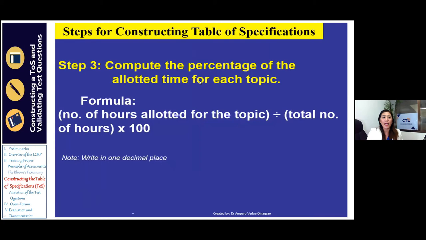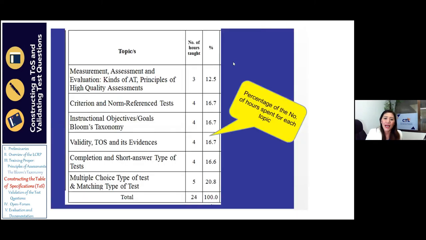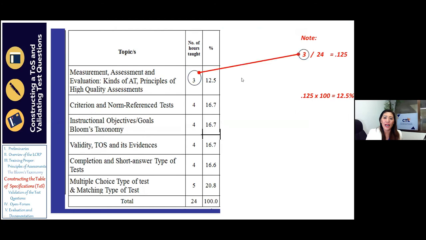So Ma'am Alma says, ideally, the lab will have a separate exam with a separate TOS. Because the lab is a separate course, a separate subject. That's why it has a different TOS. Compute the percentage of the allotted time. So we computed the allotted time for it, from the number of hours per topic.